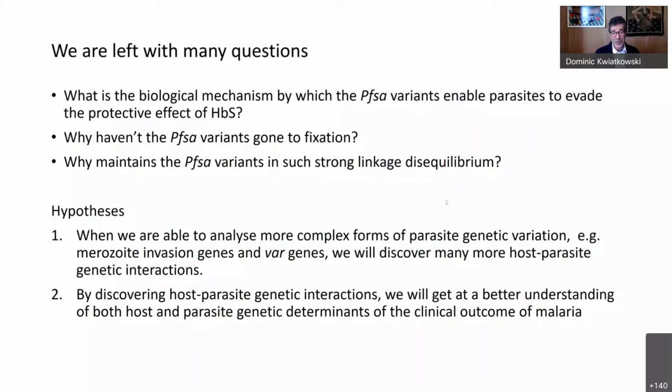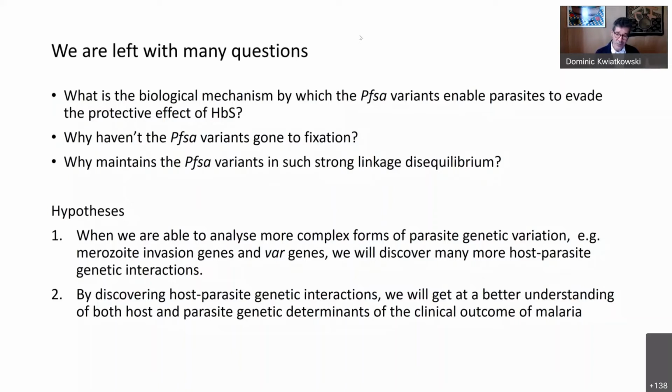Now, one can hypothesize that that last question reflects some form of balancing selection in the parasite, just as with the human, where it doesn't benefit human populations for everyone to be carrying HbS. In the parasite population, it may be that it needs to maintain that diversity because there's some appropriate balance between the benefits for the parasite and the risks for the parasite in having these PFSA alleles. So understanding the basis of that potential balancing selection is one of the key questions for the future.